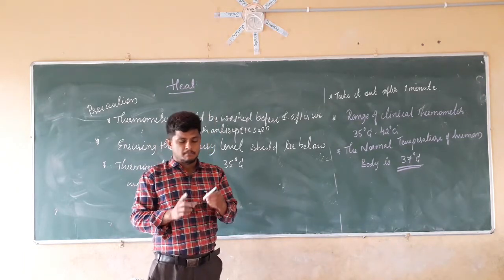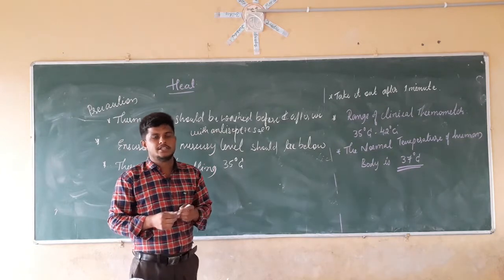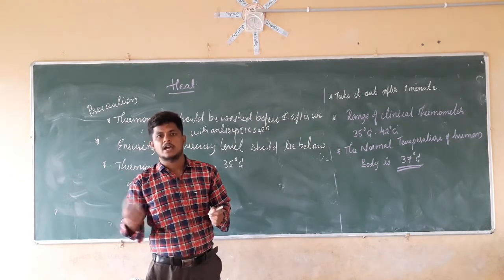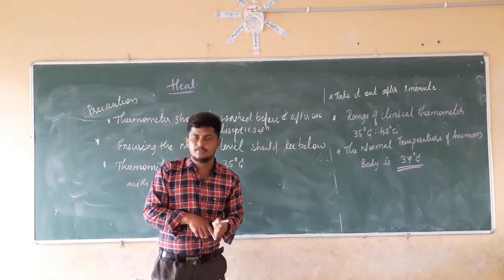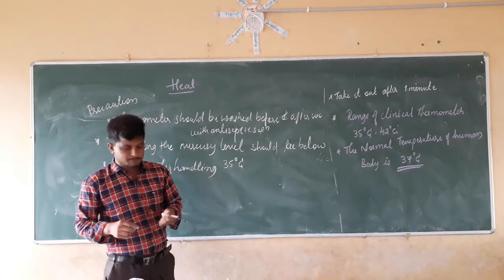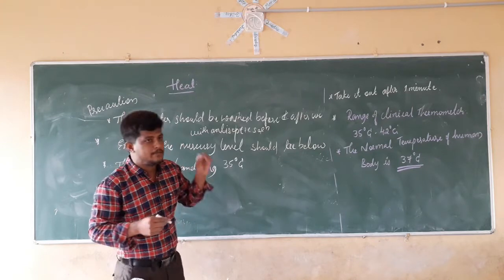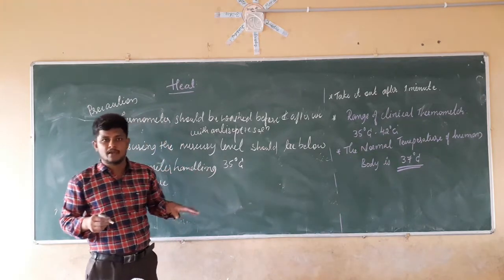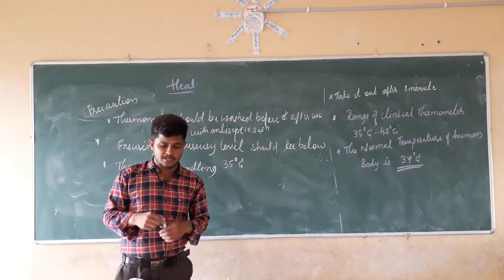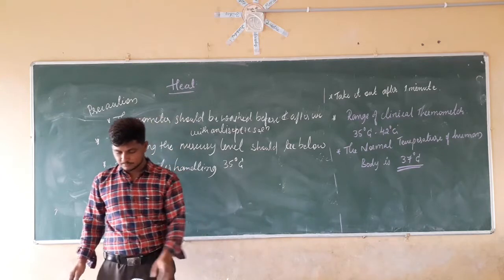Another thing, mercury is a poisonous element. When we break the bulb, mercury is going to come out and it will be poisonous to us. For that reason, we should handle the thermometer with great care, and we shouldn't break the bulb at any cost. If we break the bulb, the thermometer is going to get damaged, and we are going to get poison in the form of mercury.